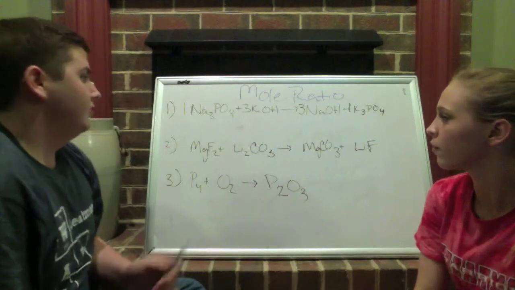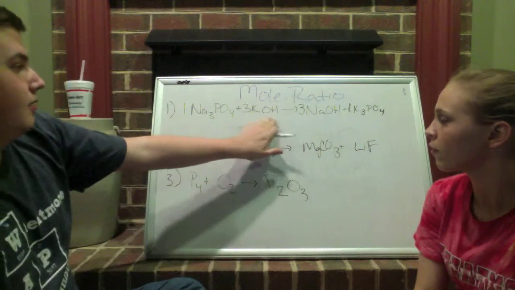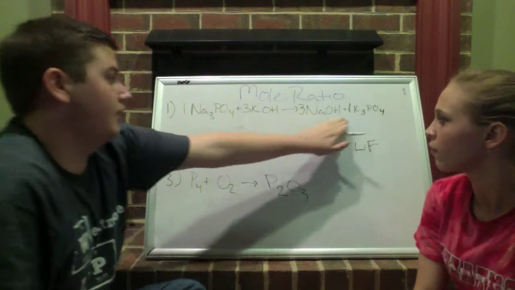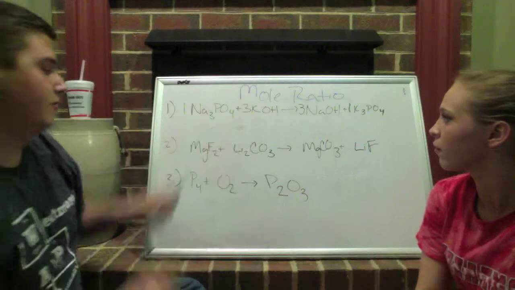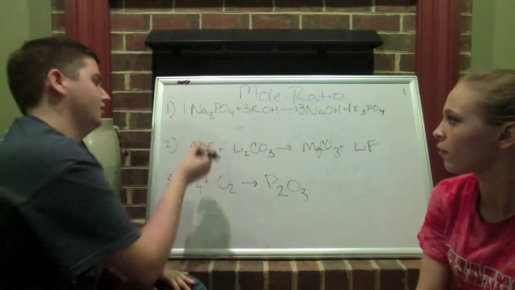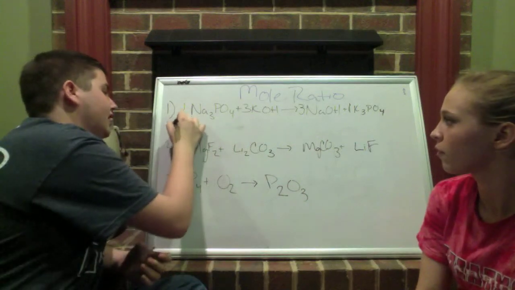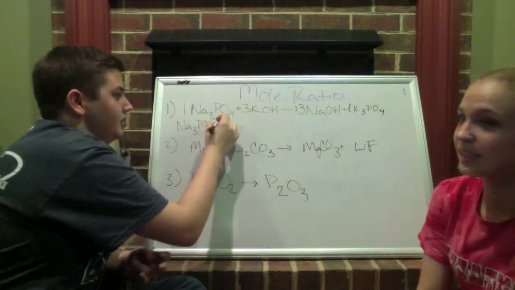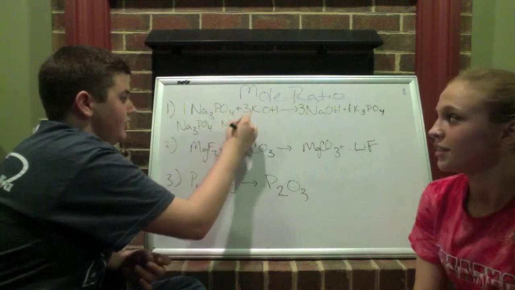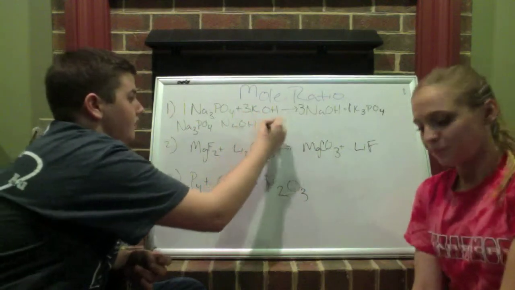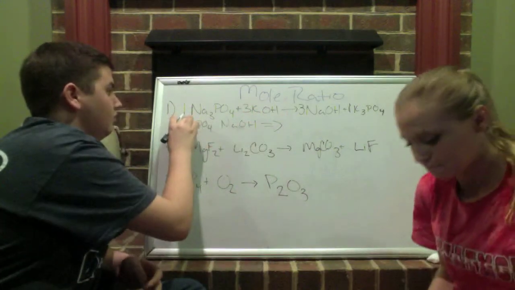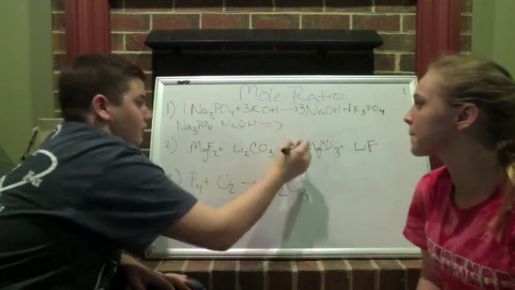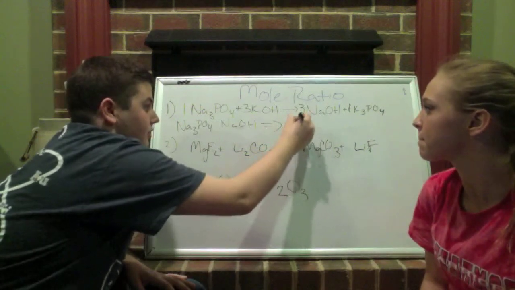So the mole ratio is literally a product compared to a reactant, or a product compared to a product, or a reactant compared to a reactant with their coefficients. So if a question asked you what the mole ratio of sodium phosphate to sodium hydroxide was in this chemical equation, you would just look at their coefficients. There's 1 mole of sodium phosphate and 3 moles of NaOH, so it's 1 to 3.